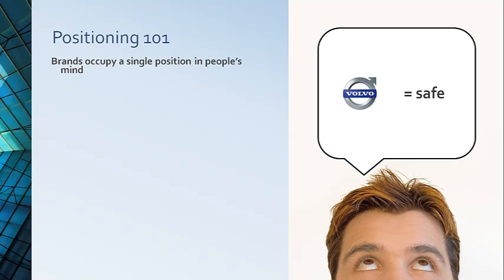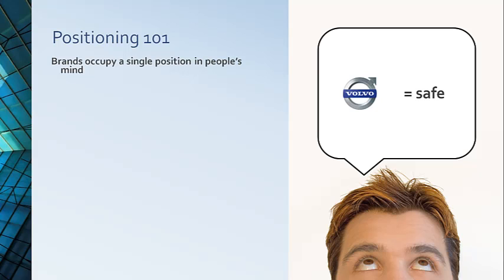People in their mind think that Volvo is safe. It's that connection between one single word and Volvo. And it's only in your mind. And it's very important to highlight this is in the customer's mind, not in the marketer's mind. So the brand position you want to have, your desired brand position, is very different from the actual brand position in many cases.